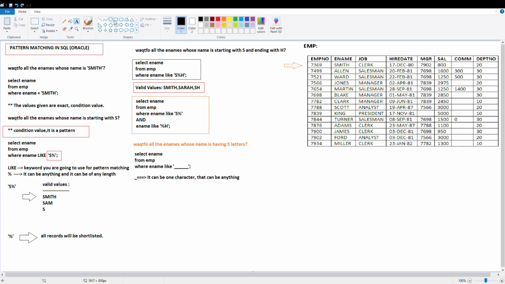Okay, let me highlight the important points so that you will have clarity. This is one, this is one. Hopefully I have introduced you to three important keywords: one is LIKE, one is percentage, one is underscore. Now let's combine all these things and form a query so that we'll get the grasp of the concept.